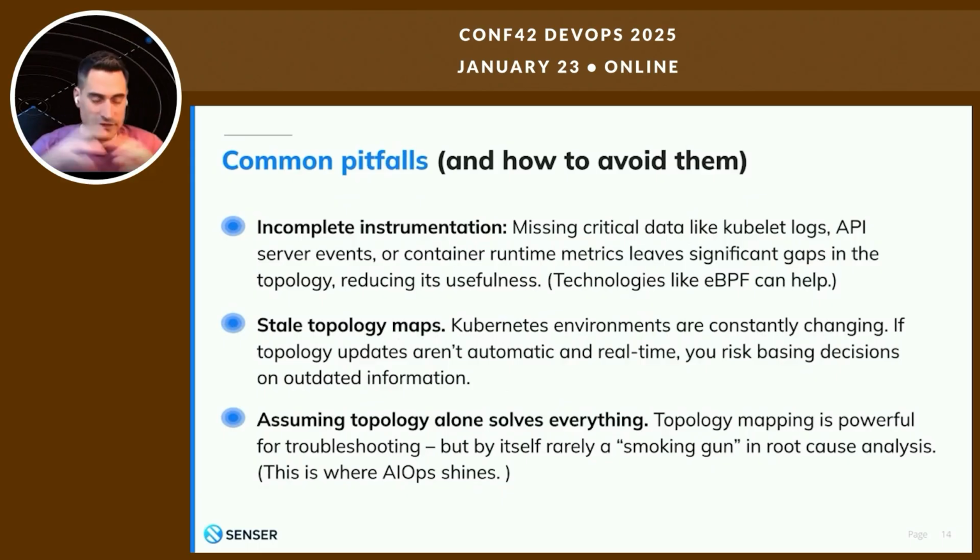Common pitfalls. Even though the concept is relatively simple, it has a lot of ways to go in the wrong direction. One, incomplete instrumentation. Eventually, we're trying to create a graph or a chart. The chart will be as good as the data creating it. So missing critical data like logs, APIs, events or any other data will create an incomplete view, and it will not be used.